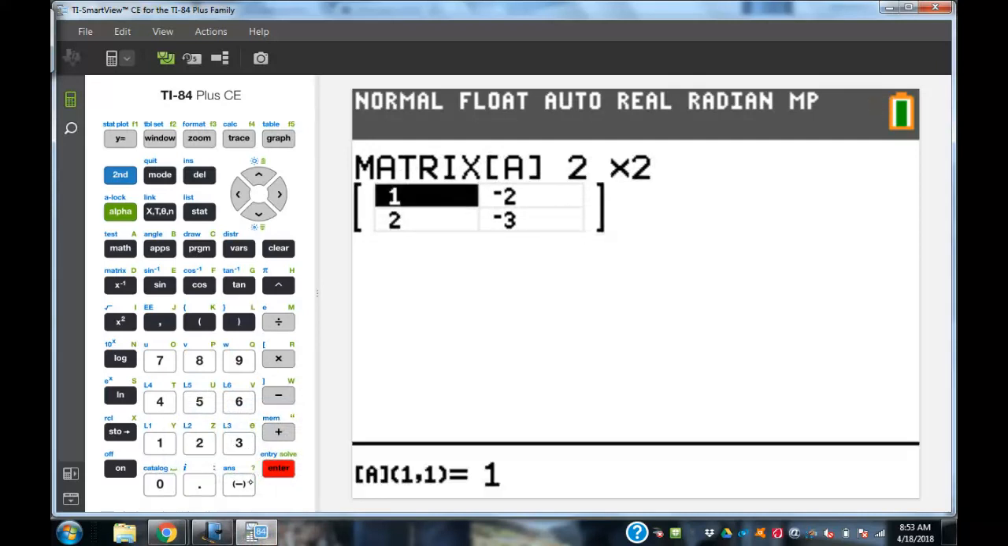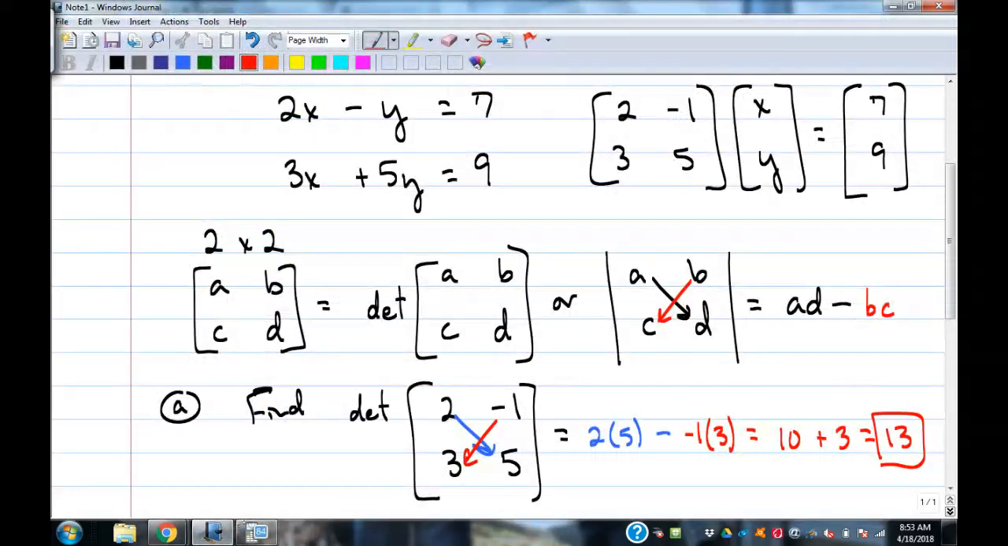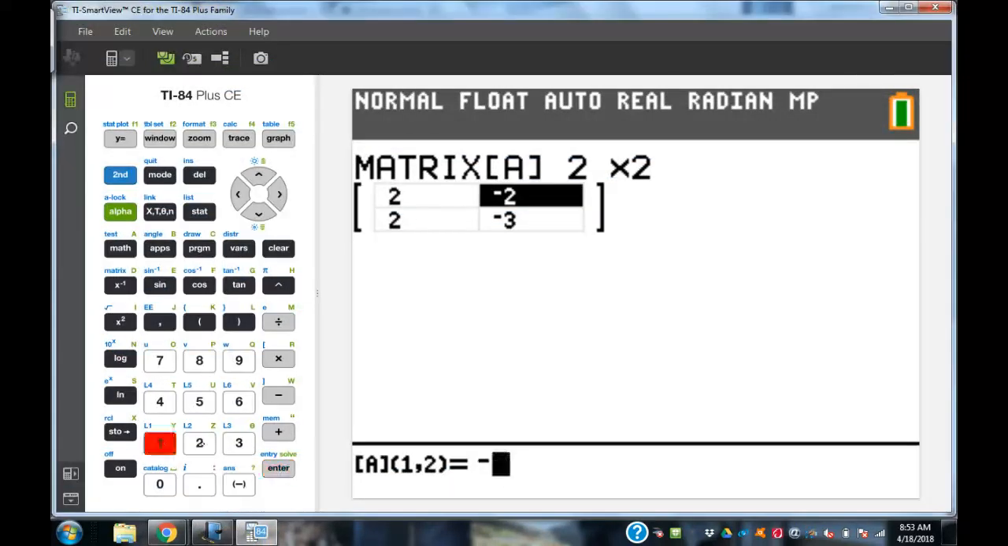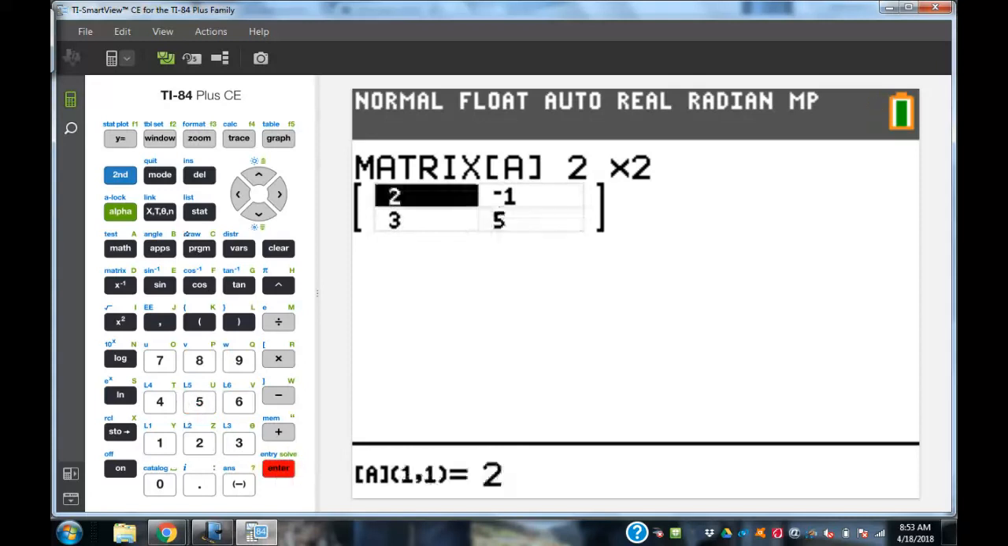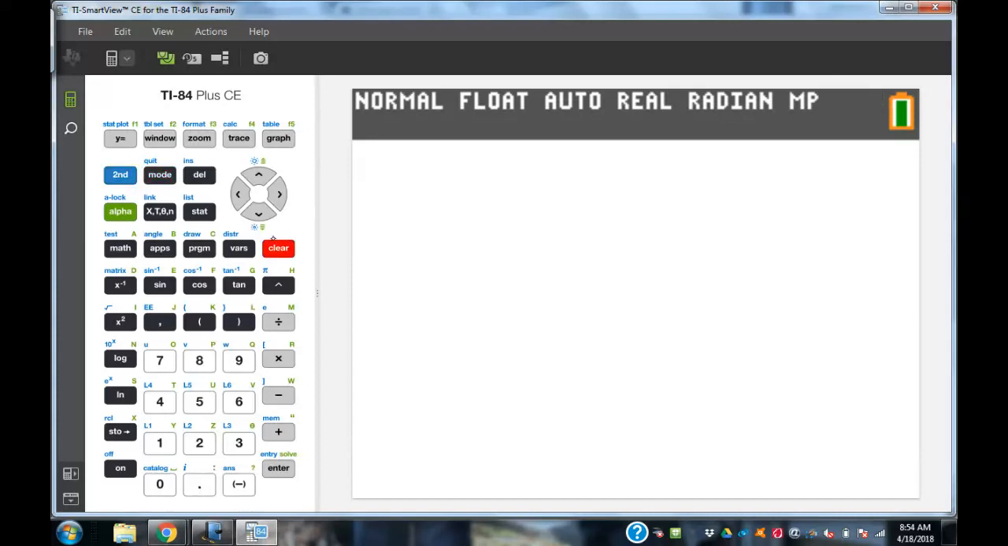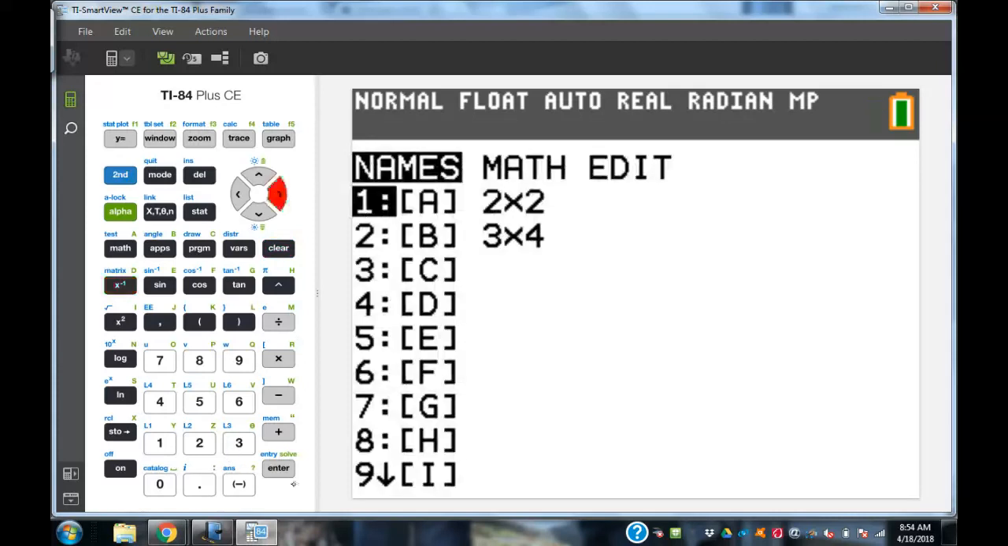Just going to put that same one in there that we used a second ago, the 2, -1, 3, 5. So you get that matrix put in there. Go back to the regular calculator screen, just like we were doing yesterday, and then you're going to the matrix menu. We're going to do some math.